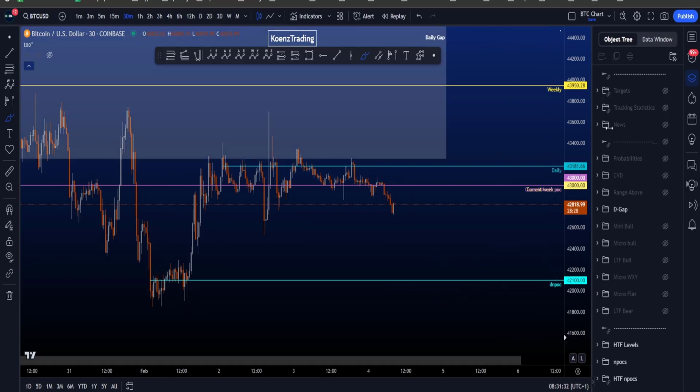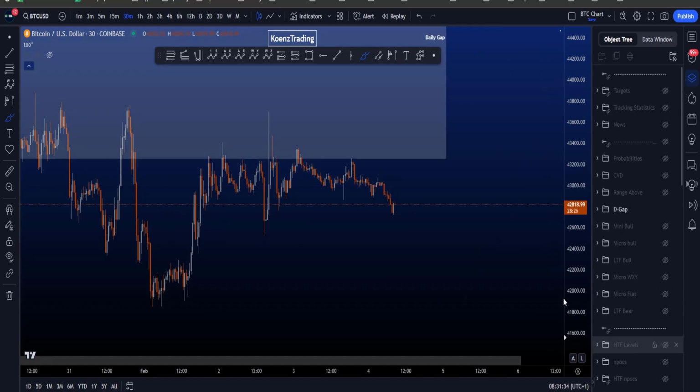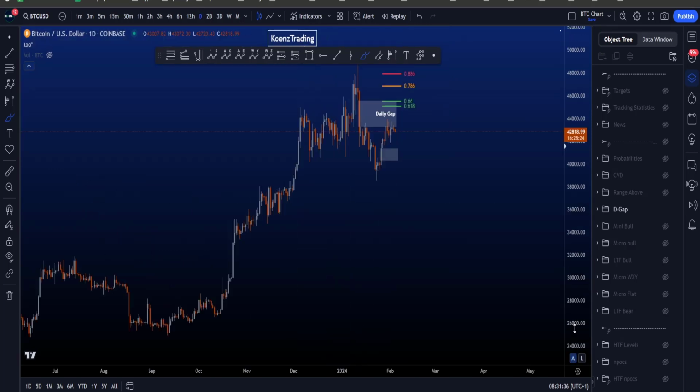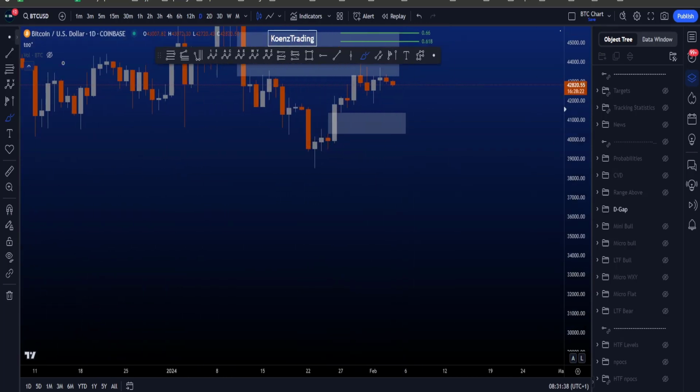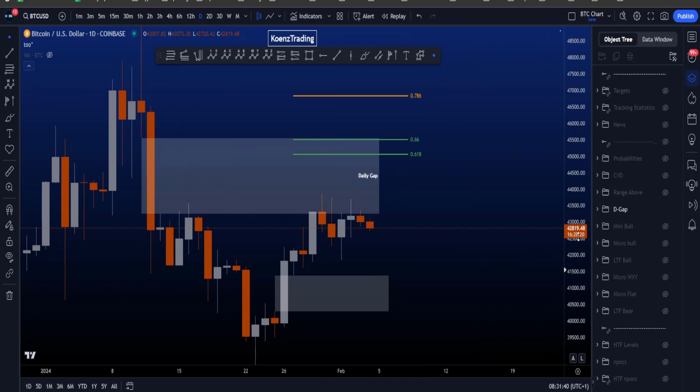If we then go to the daily time frame, on the daily time frame we have 2 daily gaps, one gap to the upside and one gap to the downside.